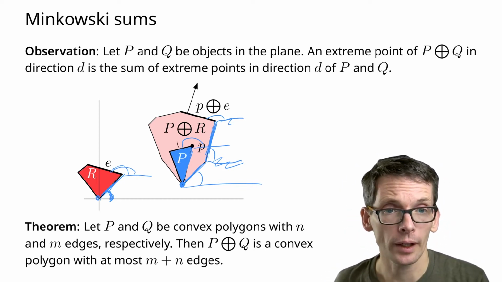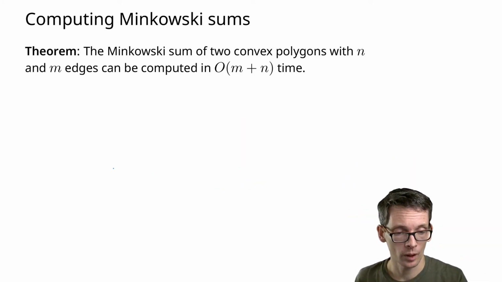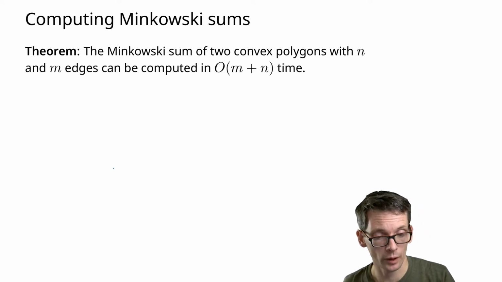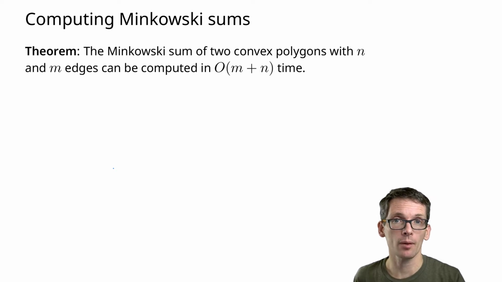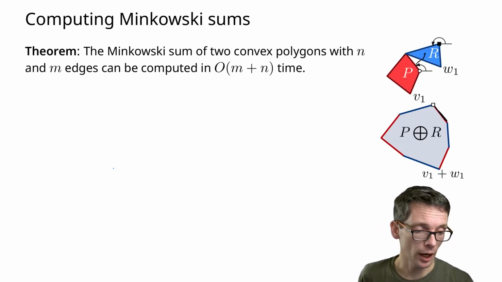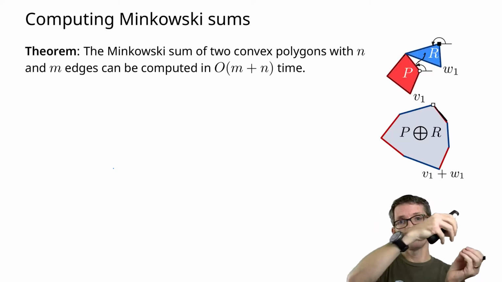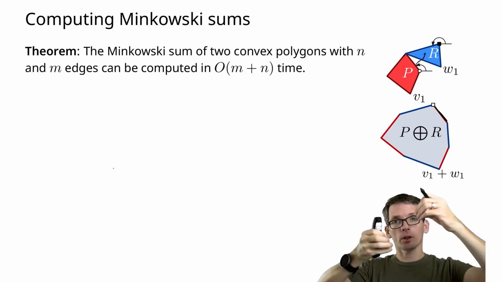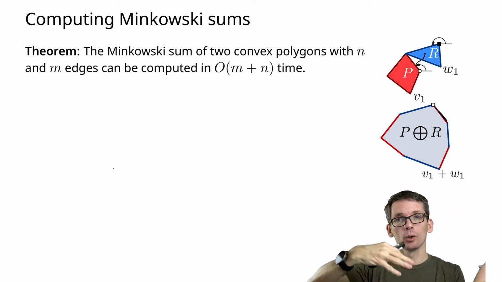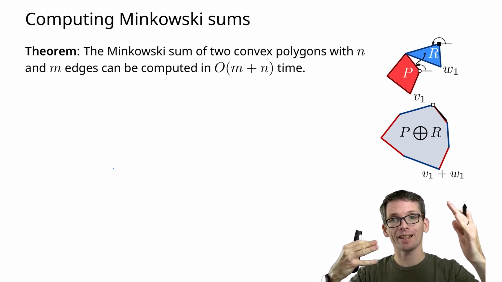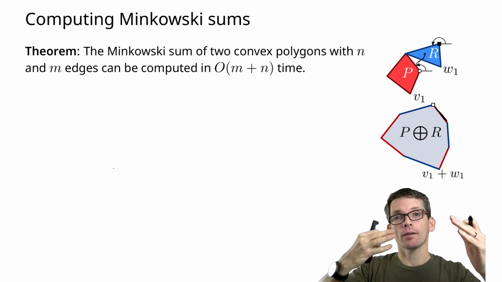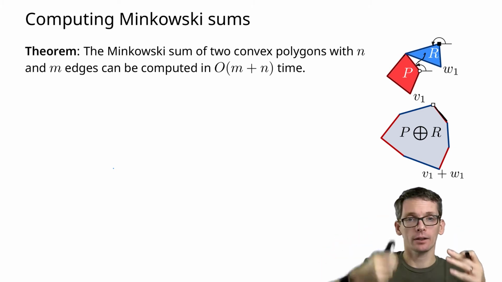This also directly gives us an algorithm which we can use to compute the Minkowski sum of two convex polygons in linear time, so in time m plus n. And that is simply, I walk around both polygons at the same time, using this angle as criterion for where I step further next. And then I can simply add the next edge.